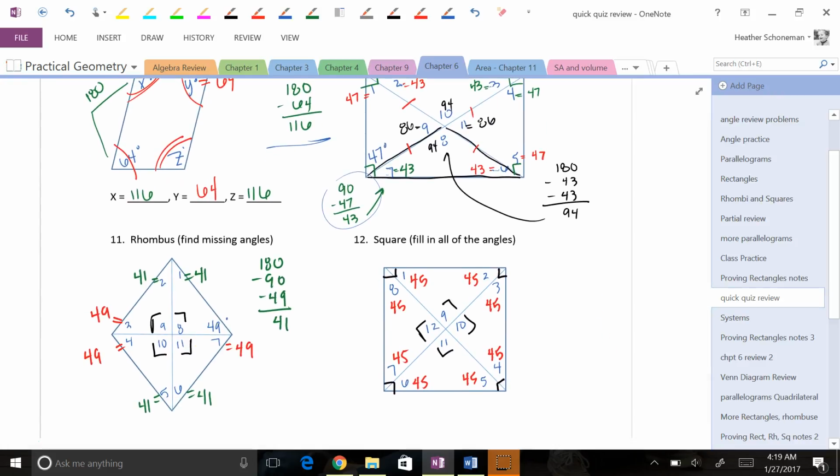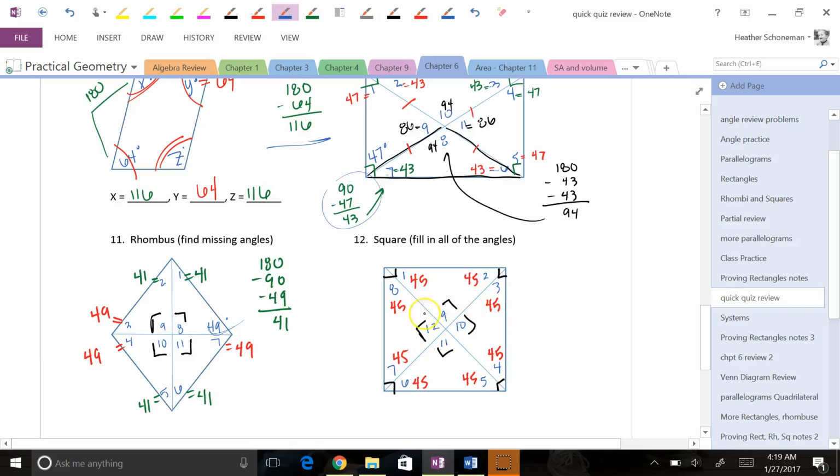Speaking of which, 11 is a rhombus. The 4 in the middle are 90. Okay? The opposite angles bisect each other. So if this top angle here is 49, the one below it's 49, and the left two have to be 49. And then I subtract from 180 to get the top two and the bottom two all to be 41.